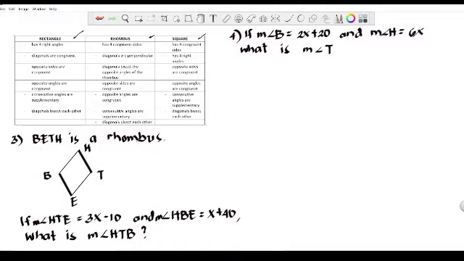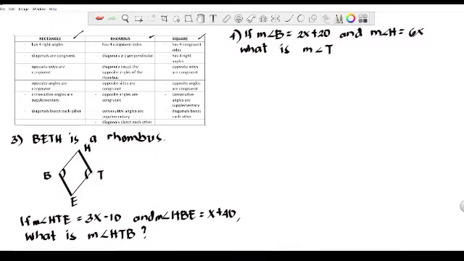So we have here BETH is a rhombus. So this is rhombus BETH, B-E-T-H. If the measure of angle HTE, so this is that angle, is equal to 3x minus 10, and the measure of HBE, so this is HBE, is x plus 40, what is the measure of HTB? So HTB, this is that angle.